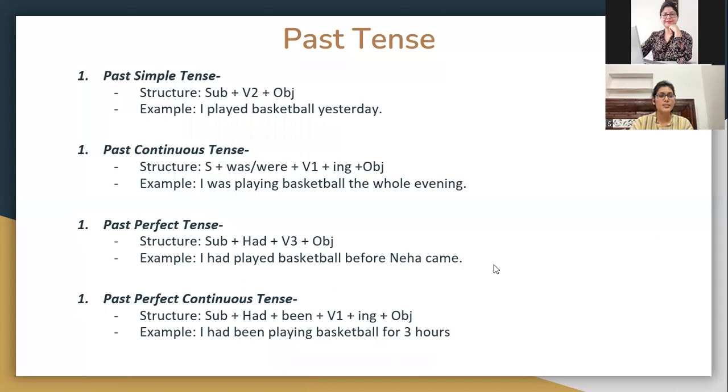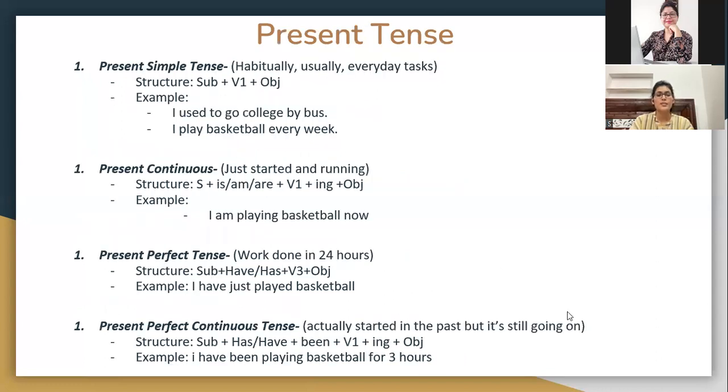And further, I explain present continuous tense. We use present continuous tense when the work has just started and still continues now. Any work started within the 24 hours and still running now, not completed, continuously running in the present.